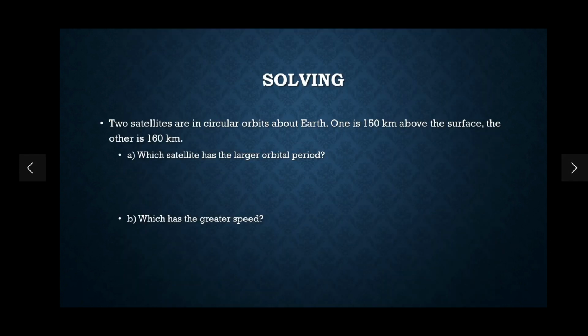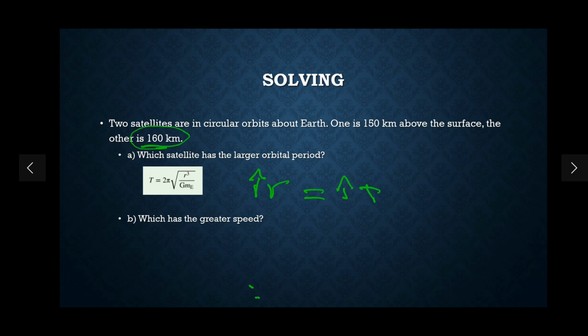Let's solve a final question before wrapping up. Two satellites are in circular orbits around Earth. One is 150 kilometers, the other is 160 kilometers. Which satellite has a larger orbital period? We noted that more radius means more period. So the satellite at 160 kilometers has a larger period.